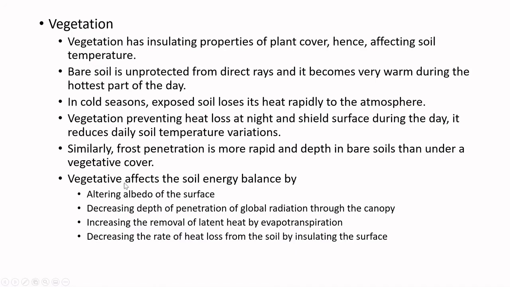Albedo means reflection of the surface, because vegetation has a different color, and also a different amount of surface area to reflect the light. It decreases the depth of penetration of global radiation through the canopy. So the canopy prevents the radiation from hitting the ground directly, and increases the removal of latent heat by evaporation.